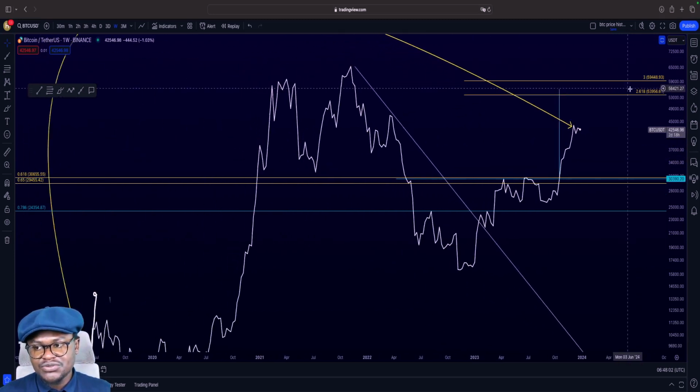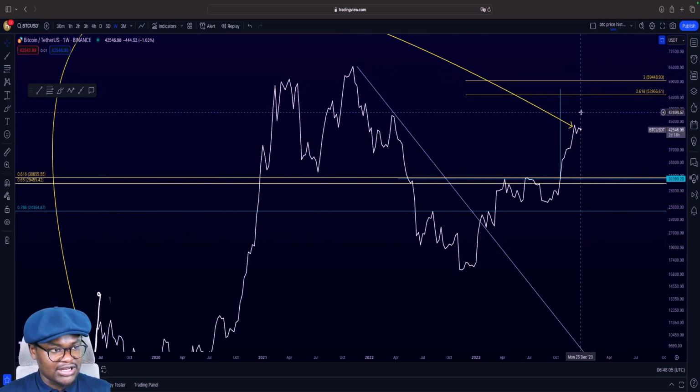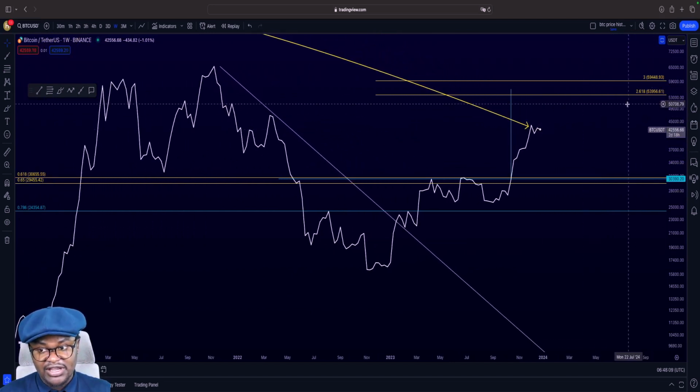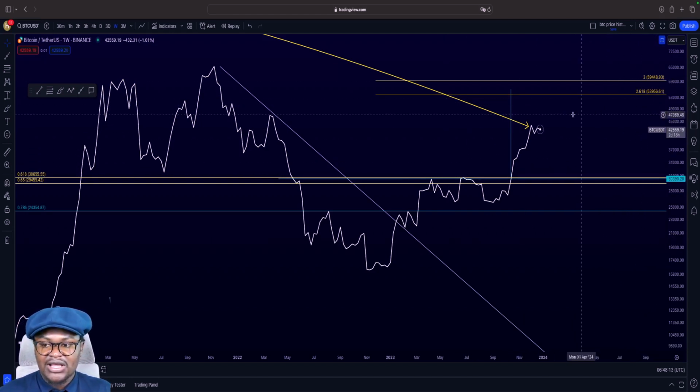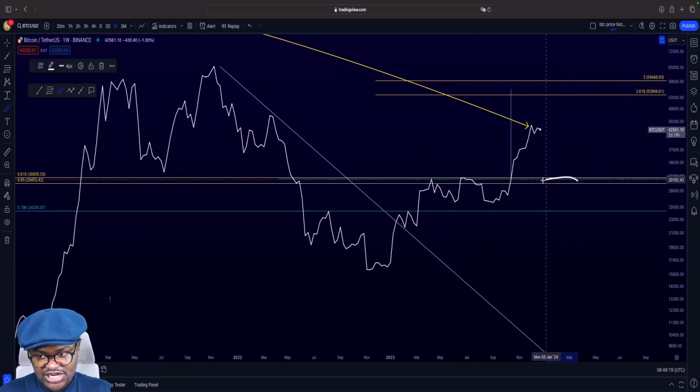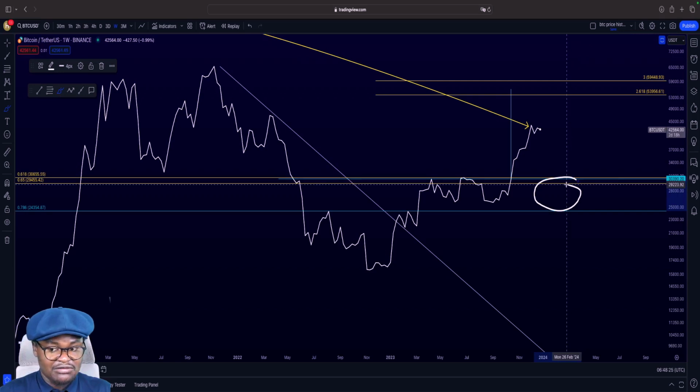So if we do go up here, I will be a seller 100%. I have my sell order, limit sell order already at that level. And when I do sell here, I will be looking to see what happens when we move down here.